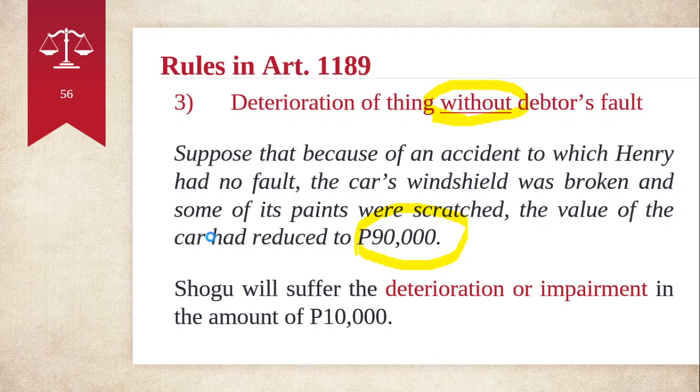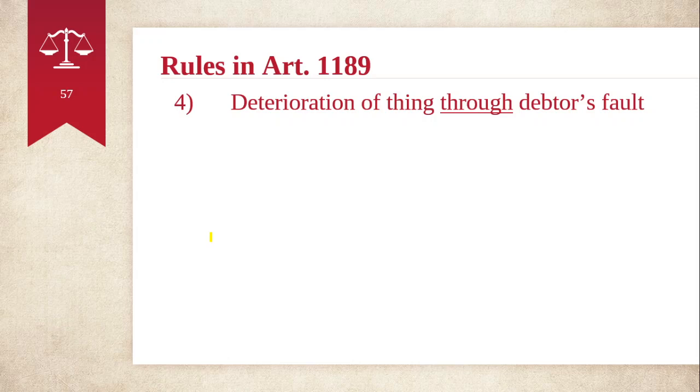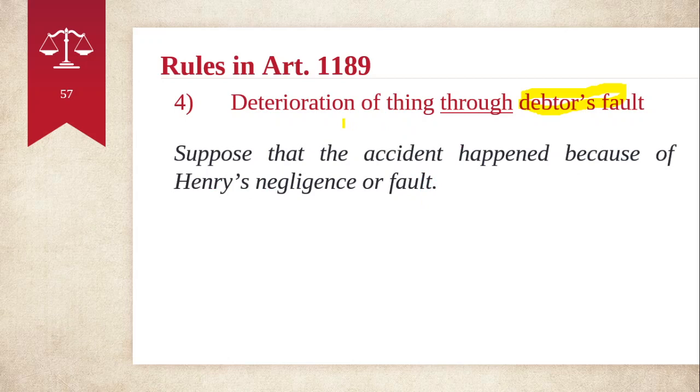However, in number 4, here, again, deterioration. Kaya nga lang, there is now debtor's fault. Suppose that the accident happened because of Henry's negligence or fault. So, kunwari, nilagay niya yung car doon sa gitna ng kalsada, kaya ngayon nasagasaan, di ba? So, kaya nasira yung windshield and all kasi maling pagkakapark. Ayun, there's negligence there. Ano ngayon ang remedy ni Shogu?